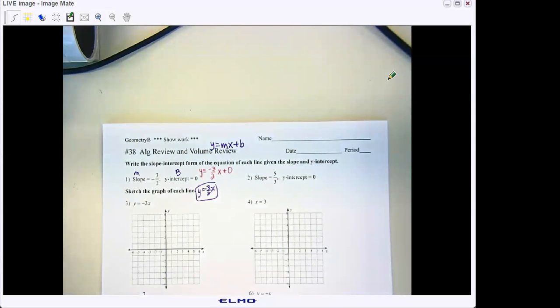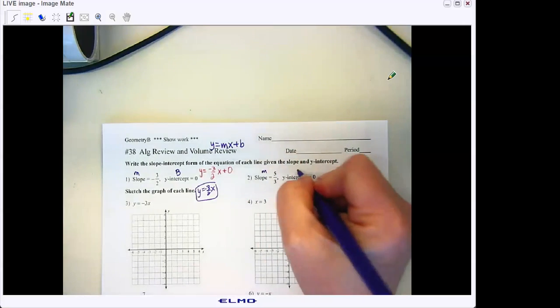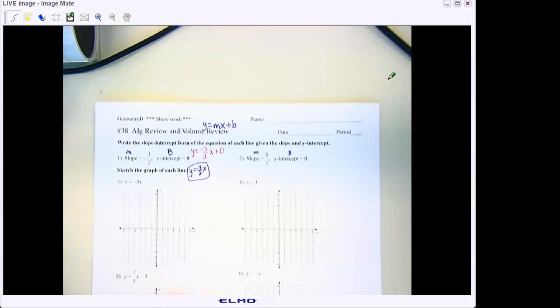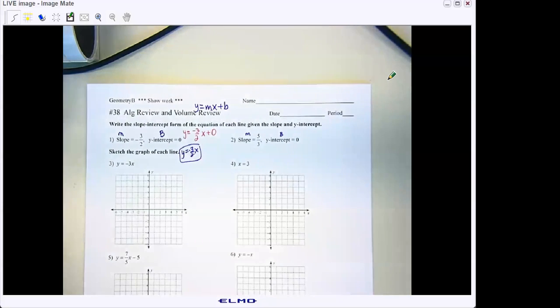So what would the answer for number 2 be? If this is m and this is b. Write your answer in the chat box. Yeah, very much the same thing. y equals 5/3x. You'd write plus 0. If it was anything other than a 0, like an 8, you'd write plus 8 and you'd be done. But yeah, we have y equals 5/3x.